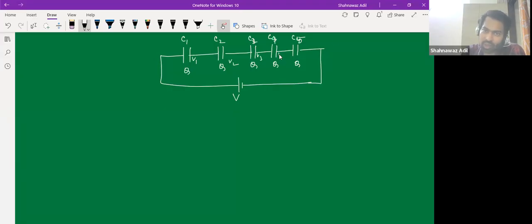We can add other capacitors too. Only the charge is same. Charges are same, this is a series combination. So charges are same: Q, Q, Q. The total voltage coming into this circuit would be divided, so it would be the sum of all the individual voltages. Sir, what is the relation between V, C, and Q?